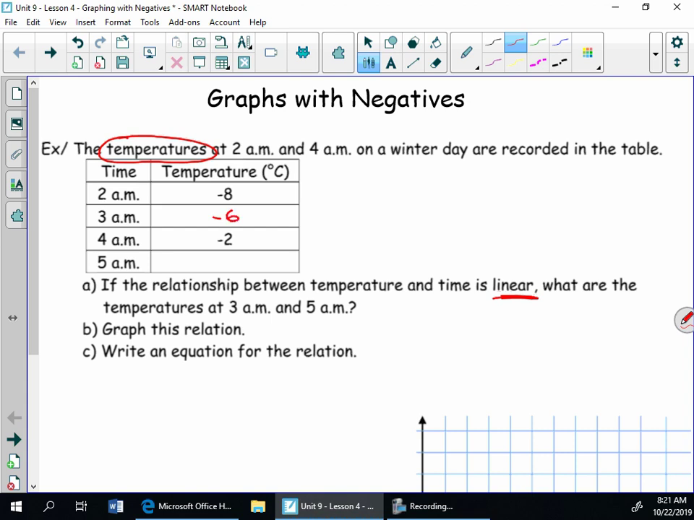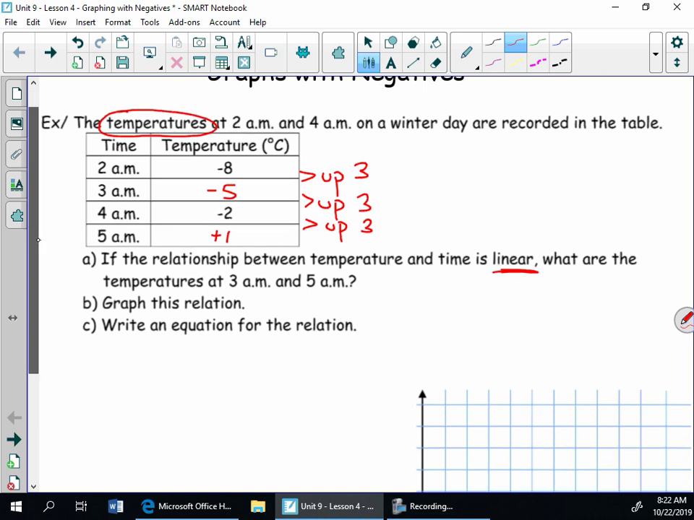So for instance, if I did this, from negative 8 to negative 6 would be up 2, and then up 4. Well, we know that's not linear. Things that are linear have the exact same numbers for your ups. So what number does this have to be? Well, if I put negative 5 in there, I went up 3, then up 3 again. And if I go up 3 again one more time, I get up to the positives. There's my pattern.